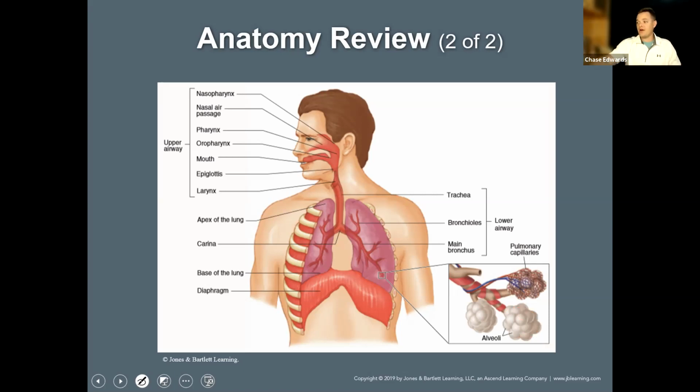As you can see here, also, I'll use the laser pointer. This is where we were talking about that gas exchange happens. Okay. Diaphragm right here.